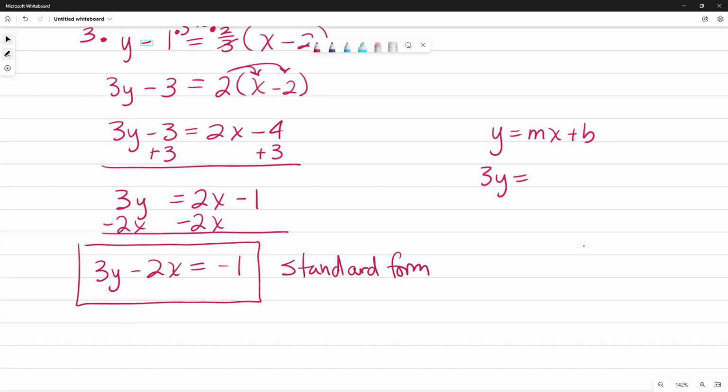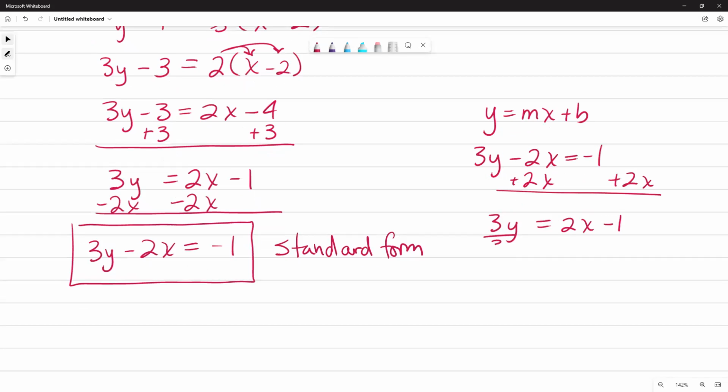So 3y, and hold on, here we go. 3y minus 2x equals negative 1. Yeah, I would assume so. I'm gonna see if this works. Okay, so we add 2x to both sides. I'm gonna do it down here, 2x. All right, so 3y, and I'm gonna use my symmetrical property to move things around so they're in the right place. 2x minus y. Divide everything by 3.